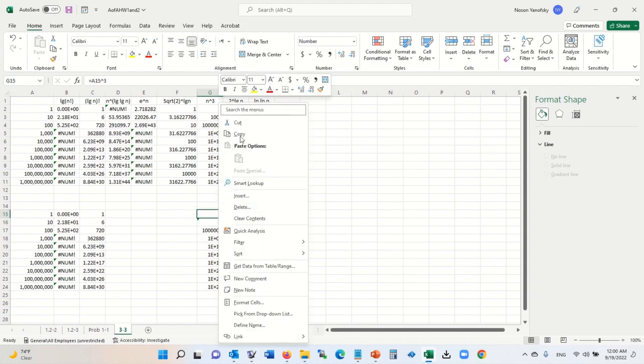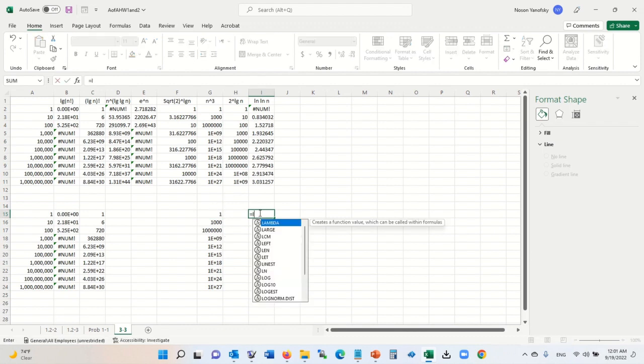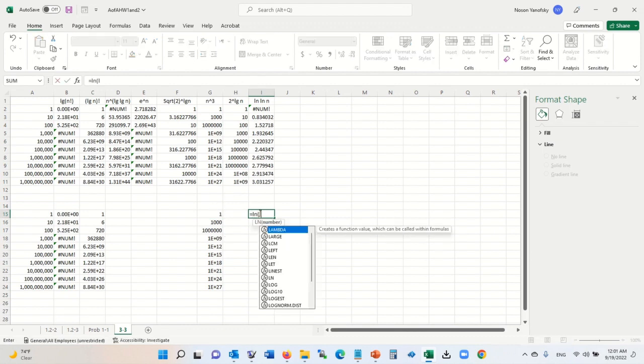Let's just redo that again. Copy, paste. Very good. Okay, so this is equal to ln of A15, close parentheses, close parentheses.